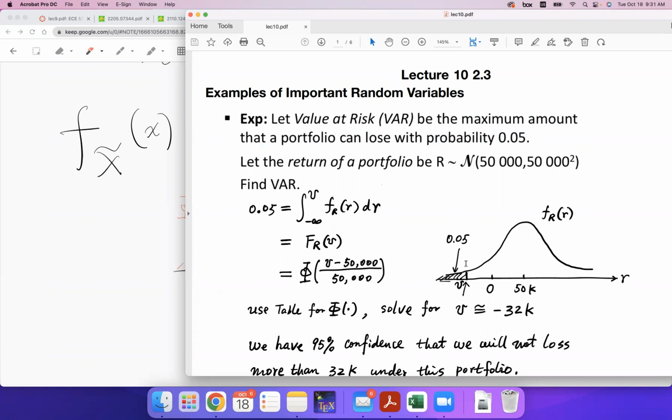And because the return follows such a Gaussian distribution, centered at 50K with such a large variance, let's call the maximum amount that the portfolio can lose V. We are looking for this V. This probability 5% must be equal to, basically, the integral of the PDF of this return up to this maximum amount, which corresponds to this shadowed area. This area corresponds to the probability that we get a return up to V.